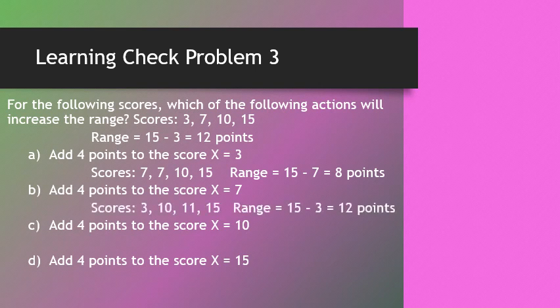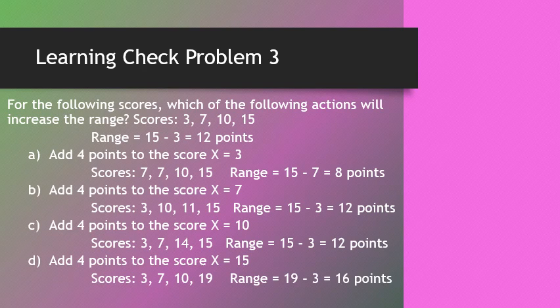What happens if we add 4 points to the score of 7? Here are the new scores, and the new range is 12 points, same as the original. Part C, add 4 points to the score x equals 10. Here are our new scores. 10 is changed to 14, and the new range is 12 points, same as the original. Finally, add 4 points to the highest score of 15, and so it ends up being 3, 7, 10, and 19 for the scores, and the range here is 19 minus 3, which is 16 points.